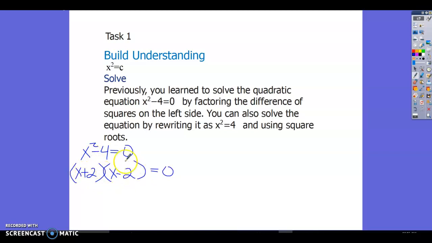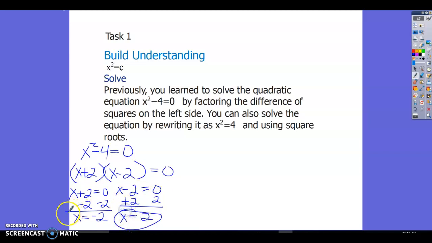From here, we set each factor equal to 0, and we solve. So for this quadratic equation, we got two solutions, x equals negative 2 and x equals 2.